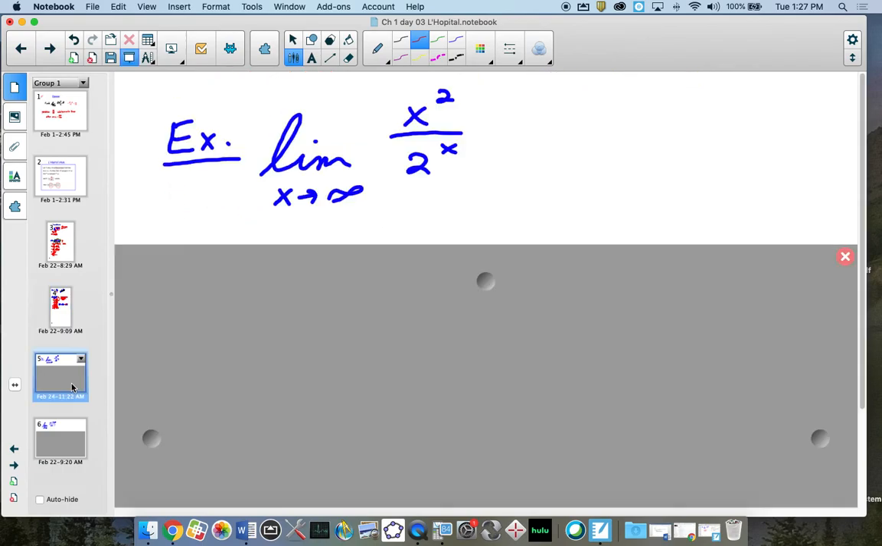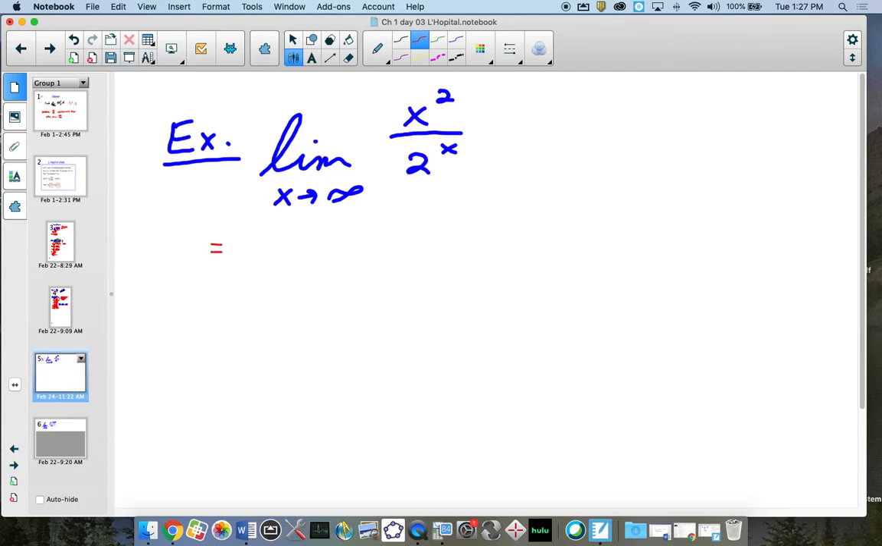Alright, let's see, how about this one? Limit as x goes to infinity of x squared over 2 to the x. Maybe give it a shot. I think you can probably see where this one's going to go. L'Hopital's rule does apply here, because we get infinity over infinity, so we're going to take the derivatives. We'll get 2x. Now, what's the derivative of 2 to the x? I forgot, that was a long time ago. Oh yeah, 2 to the x times ln of 2. ln of 2 is just a constant.